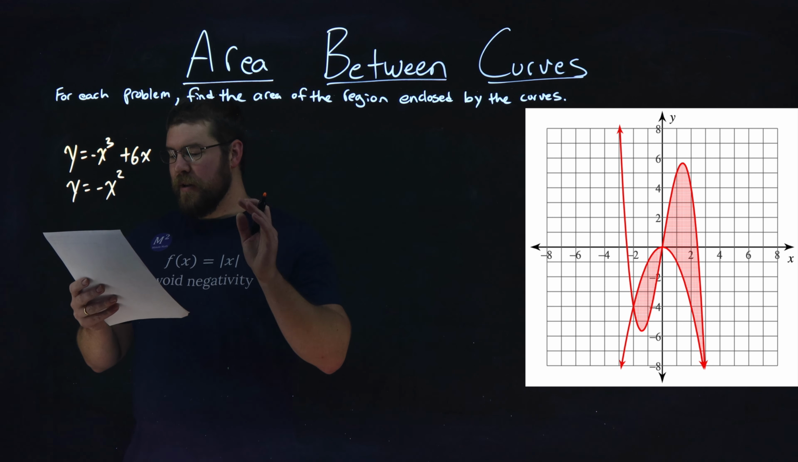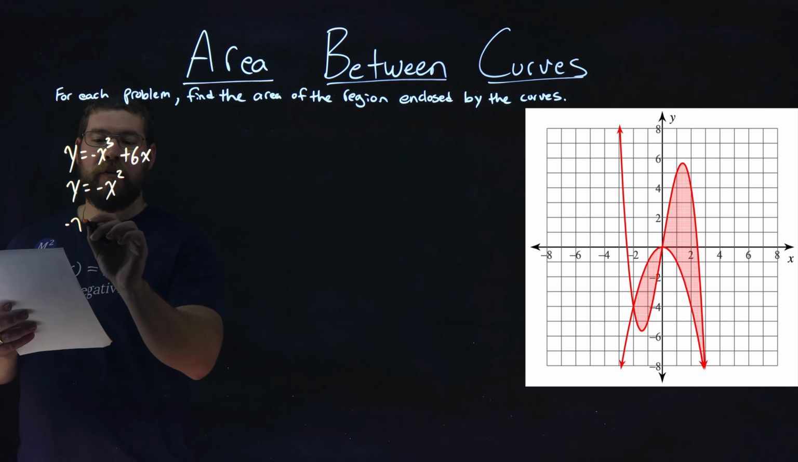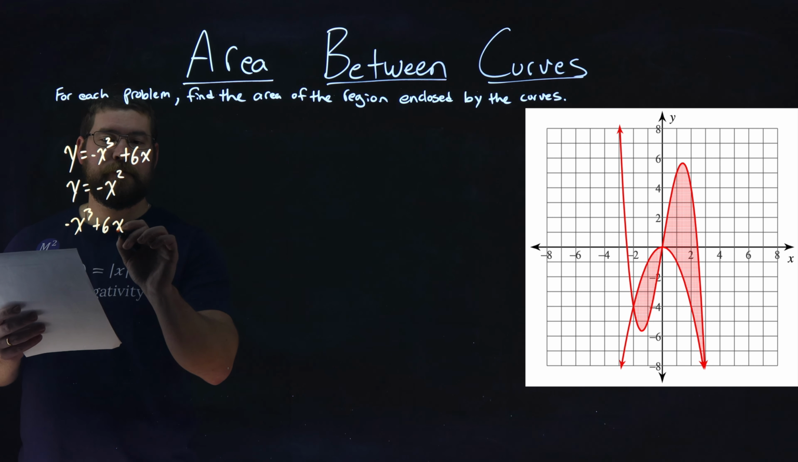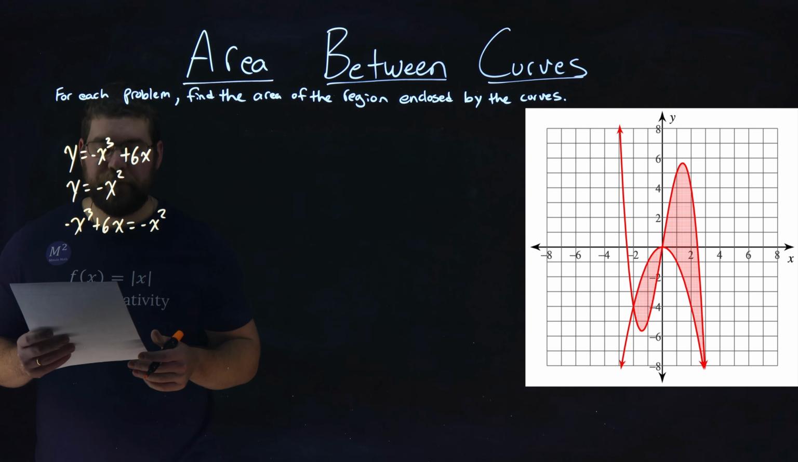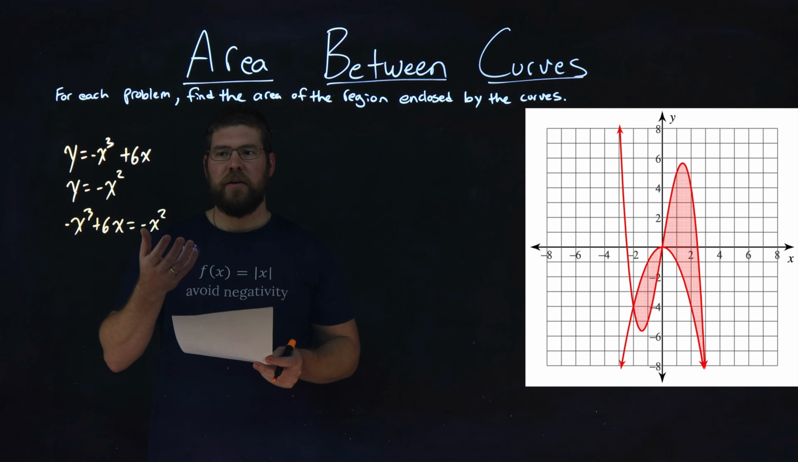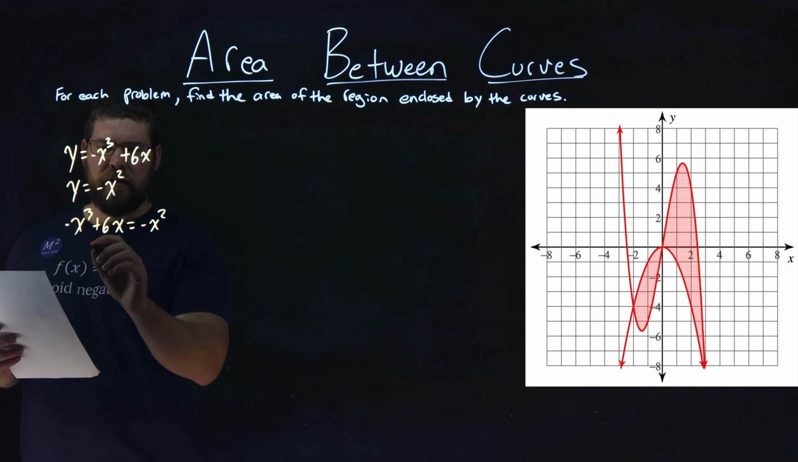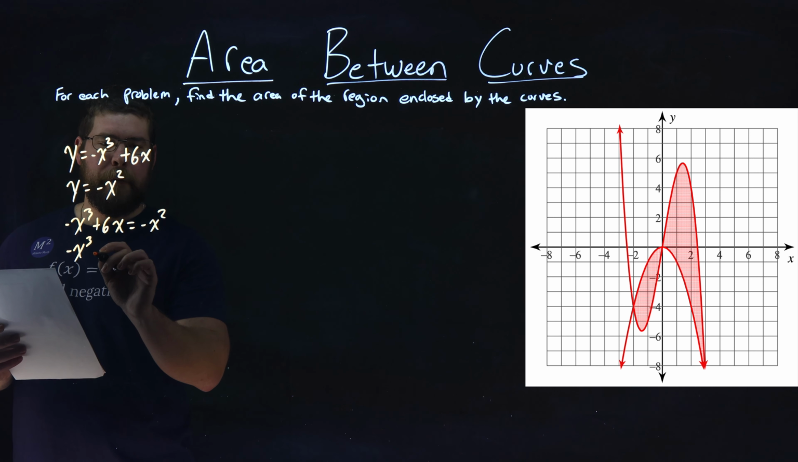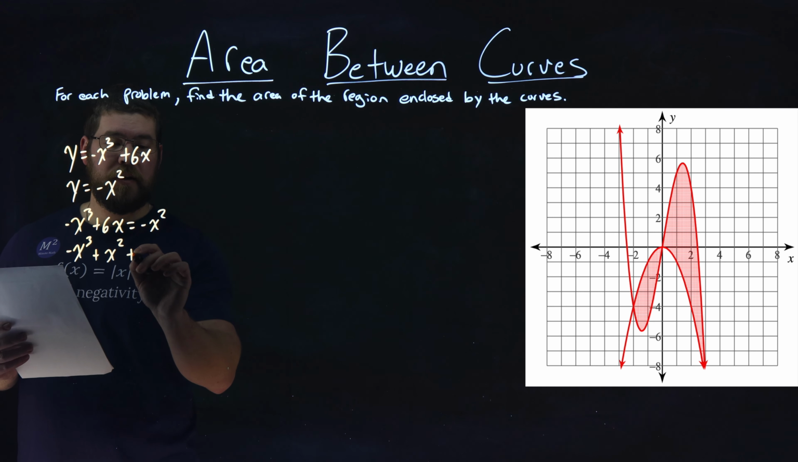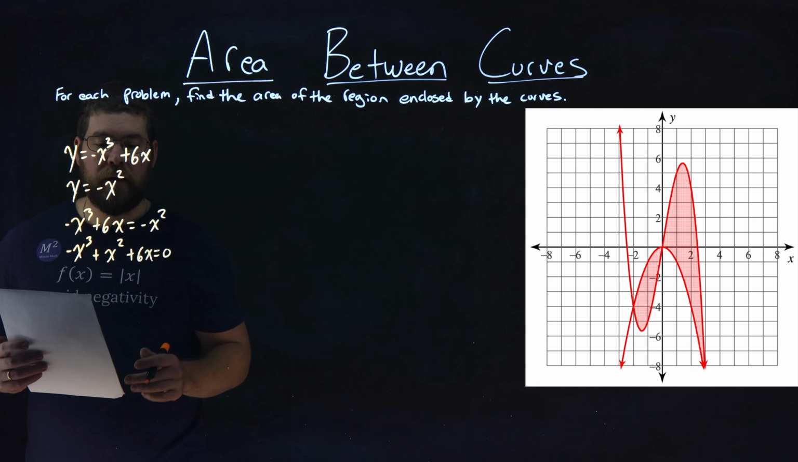So what I want to do is set them equal to each other. Negative x to the third plus 6x equals negative x squared. And now I'm going to see what x values cause this to be equal. Well, let's solve this. Bring x squared over to the other side. We have negative x to the third plus an x squared plus a 6x equals 0.